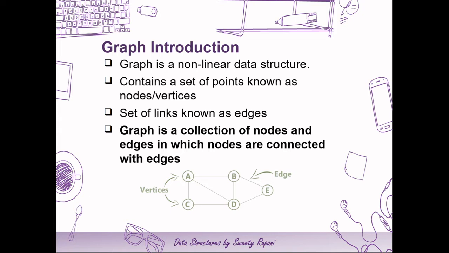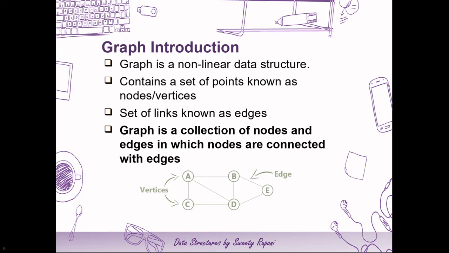So a graph is a nonlinear data structure because the way the values are accessed from the graph is not in a linear fashion. It contains a set of points known as nodes or vertices. You can see A, B, C, D, E are vertices or nodes, and there are edges that connect the graph. So we can say that a graph is a collection of nodes and edges in which nodes are connected with edges. It is important for you to become acquainted with the terminologies of a graph.